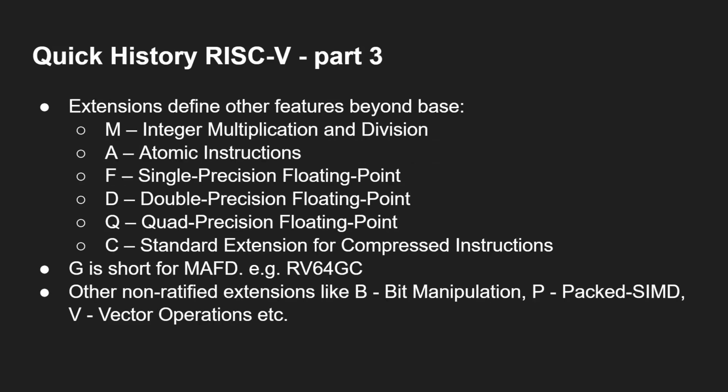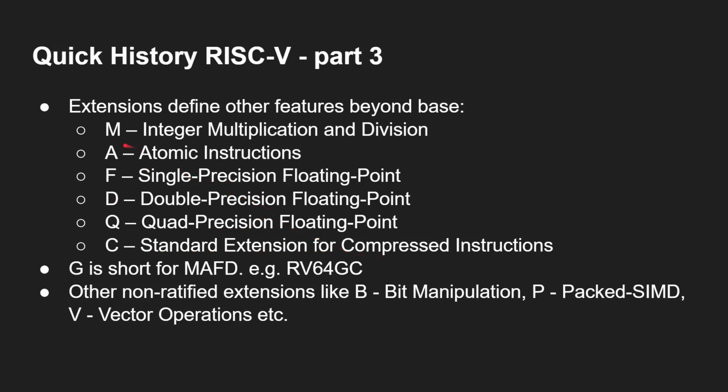Now we talked about those extensions. So for example, if you wanted multiplication and division, you have to implement the M extension. If you want atomic instructions, you have to implement the A extension. Then there's also single, double and quad precision floating point, F, D and Q. And there's also an extension for using compressed instructions. So again, being able to squeeze more instructions into a certain amount of memory.